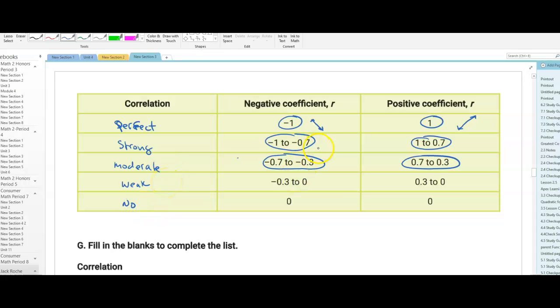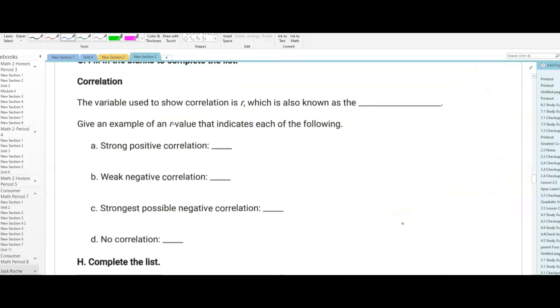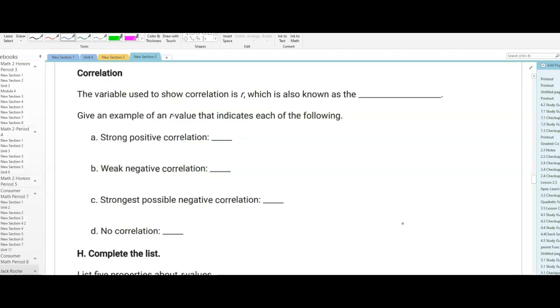Okay? So, again, a strong might be something like this. Actually, let me do it over here. Strong might be something like this. Moderate might be something like this, right? Weak means it might be something like this. And then no correlation would be just a bunch of ordered pairs all over the place. Okay? Now, the variable used to show, right, correlation is R, which is known as the correlation coefficient.